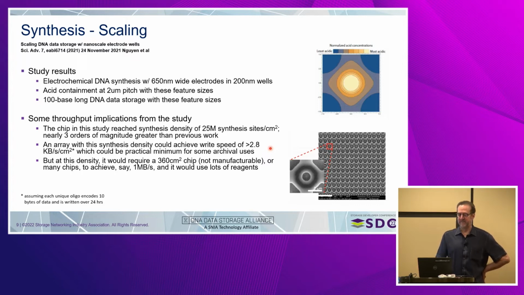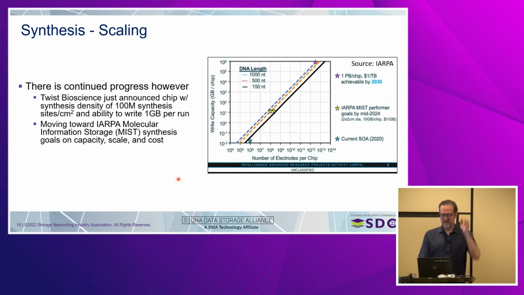But at this density, if you wanted to get to a megabyte per second squared, you would need a 360 centimeter squared chip, which is a little big, or you would need many chips. So there's a long way to go to scale, but this was a very good experiment and paper published about real progress in synthesis. And furthermore, we're seeing continued progress.